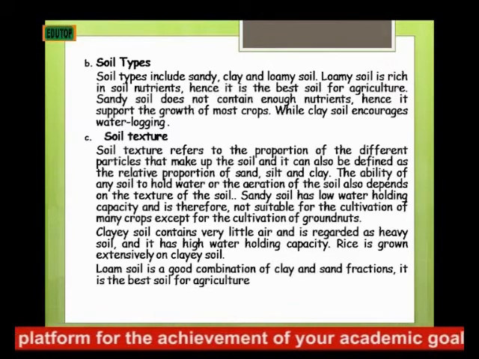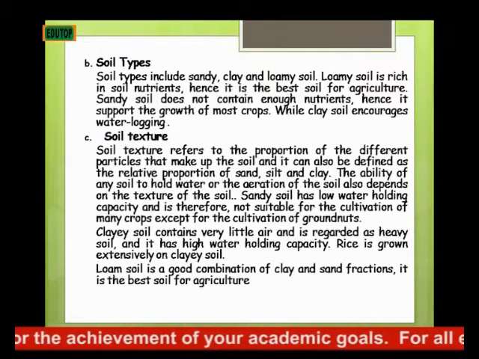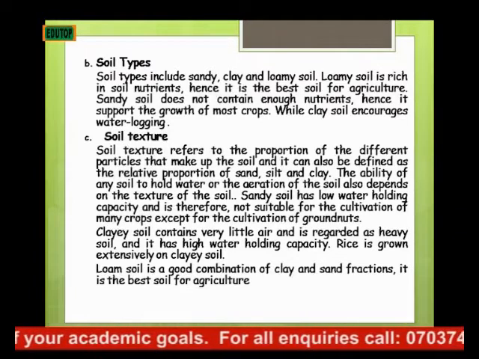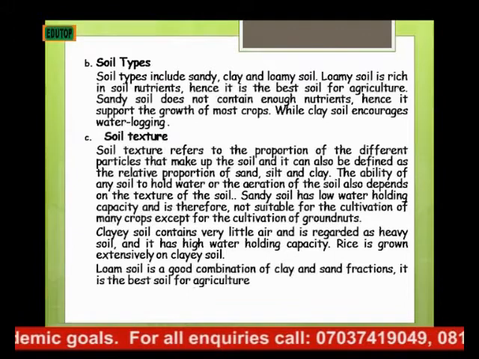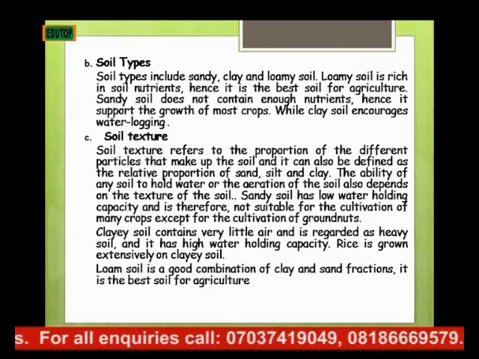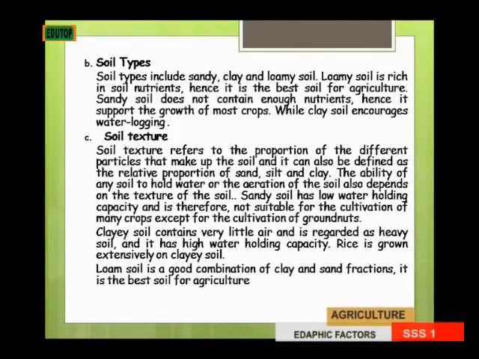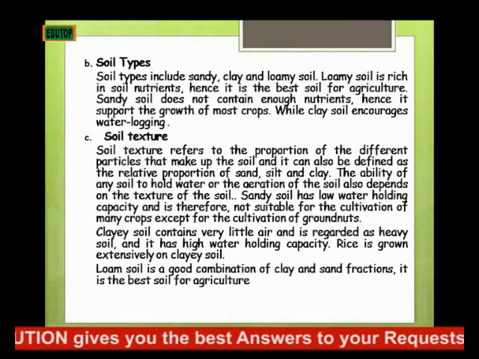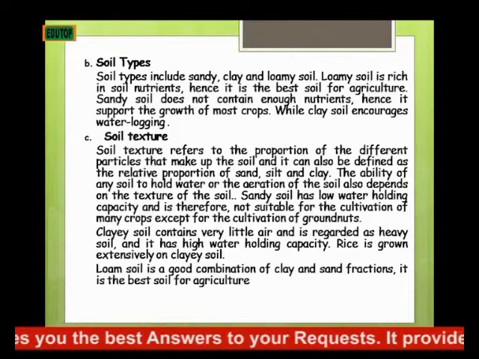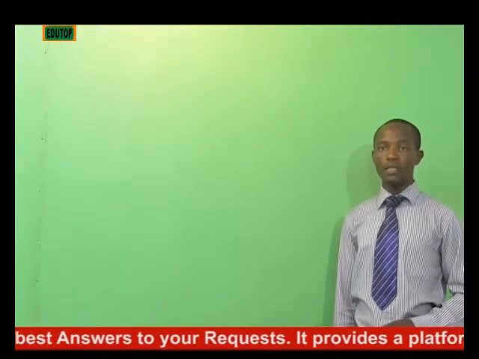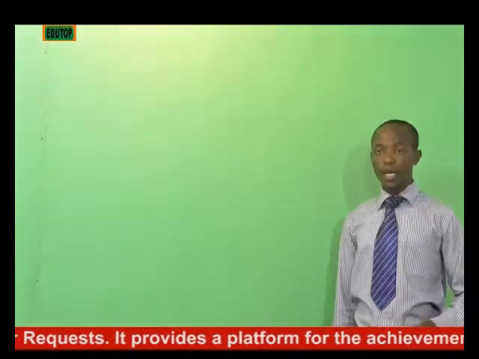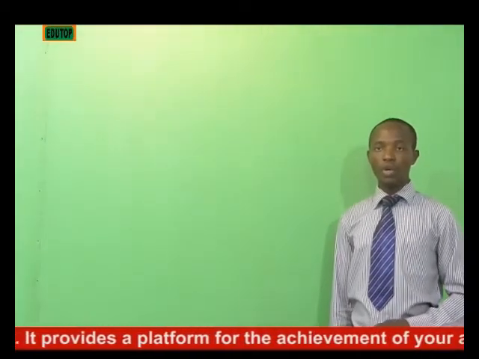Then the next one is the soil type, one of the edaphic factors that affect agricultural production. Soil types include the sandy soil, the clay soil, and the loamy soil. Loamy soil is rich in soil nutrients, hence it is the best soil for agricultural production. Sandy soil does not contain enough nutrients, hence it does not support the growth of most crops, while clay soil encourages waterlogging. Although clay soil also has its own benefits in the sense that it has water retention and it also aids the growth of some crops.